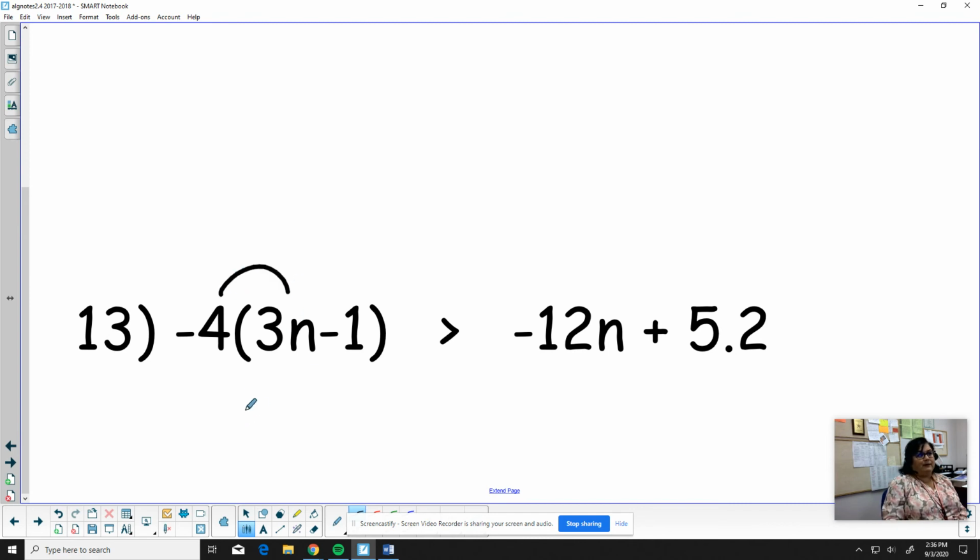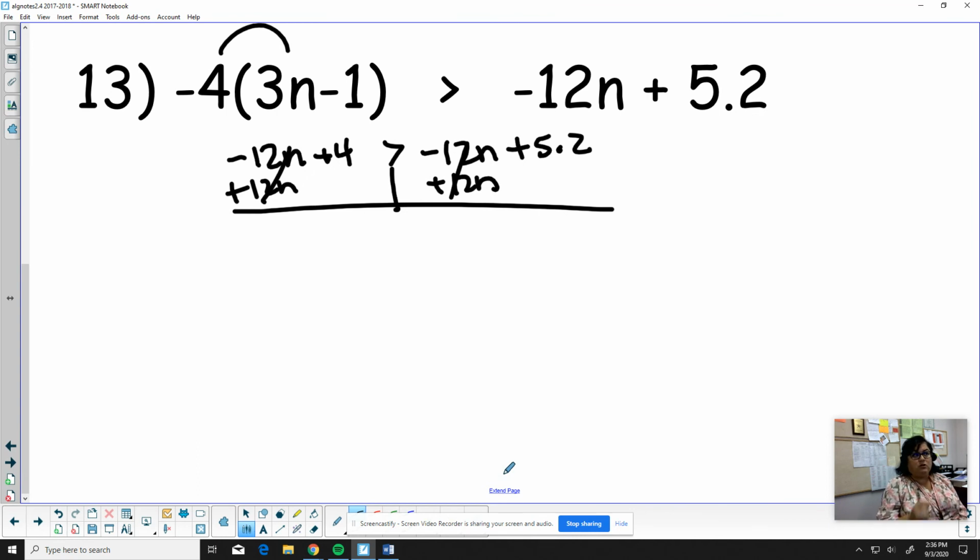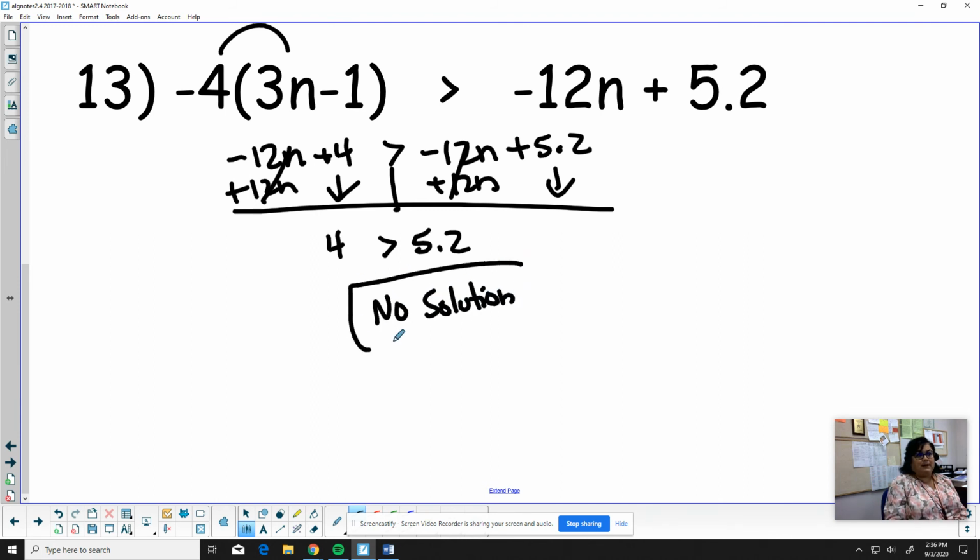So I'm going to distribute that -4, and on the other side, I'm just dropping them down. Then I'm going to add 12n to both sides, and I notice that the 12n's cancel on both sides. So I know right now that this is either no solution or infinitely many. It's one or the other. I don't know which one yet. I have to drop the constants to see. So 4 is greater than 5.2. Is 4 greater or bigger than 5.2? No, it's not. So this is false, so it's no solution as my answer. I hope you got that right.